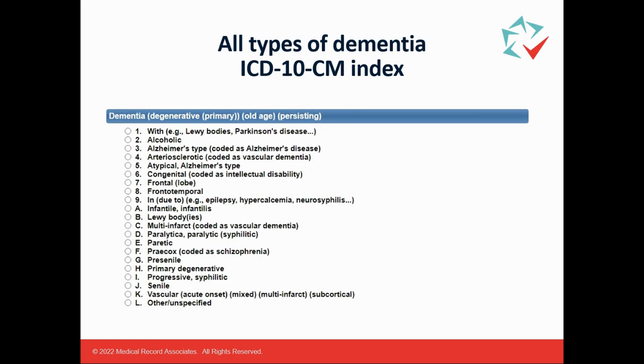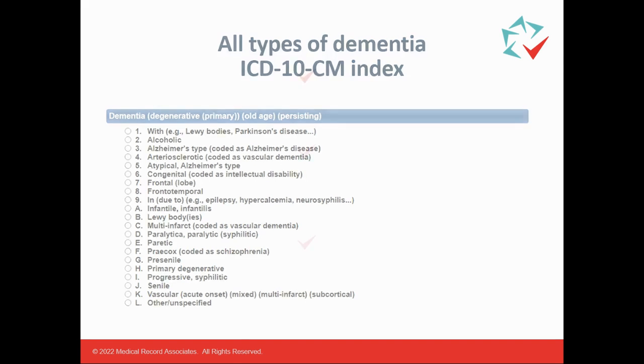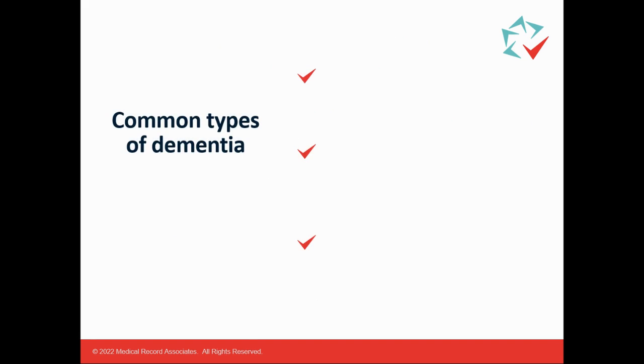So as I had told you before, we're going to be talking today about the common types of dementia, but I wanted to include a screenshot of the coding book index for dementia to show you that there are many types beyond what we will be discussing today. So what are the common types of dementia?